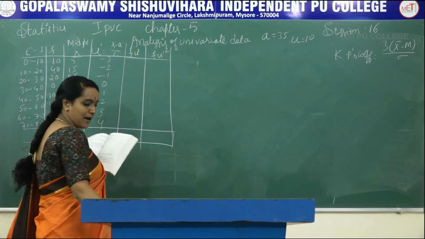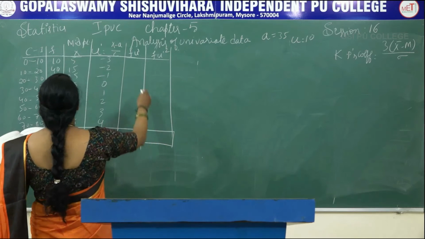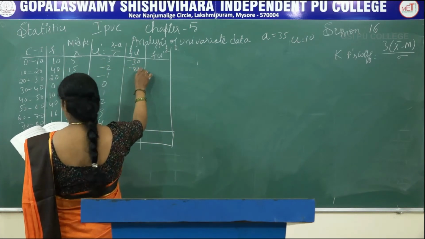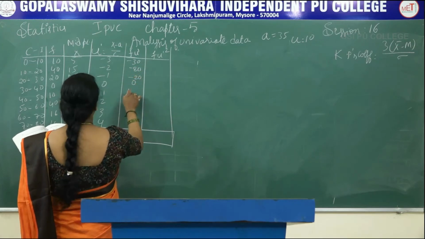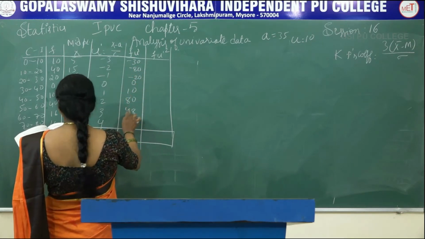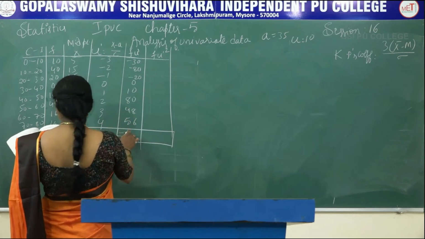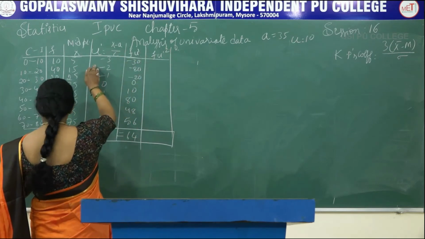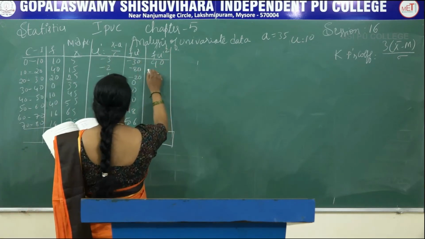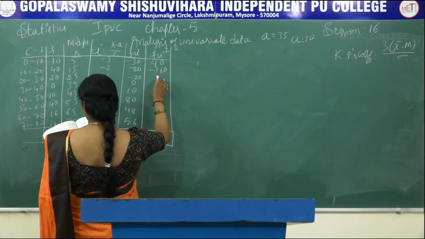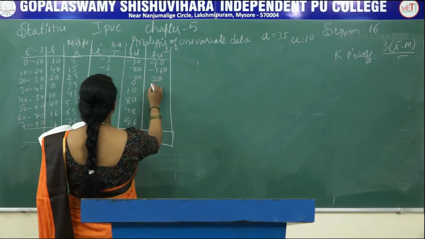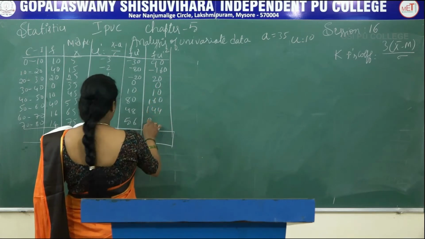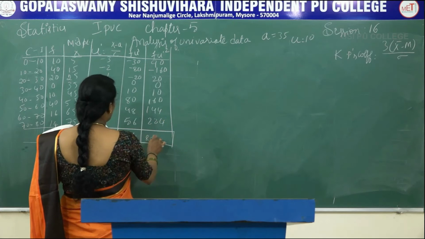Now I am going to write the fu dash values. f into u dash is minus 30, minus 8, minus 20, 0, 10, 80, 48, 56, and the total is 64. fu dash square is f into u dash into u dash, it is 90, 160, 20, 0, 10, 160, 144, 224, and the total is 808.